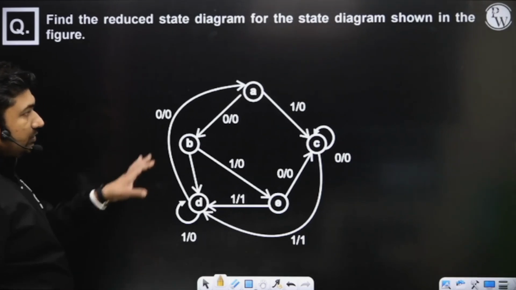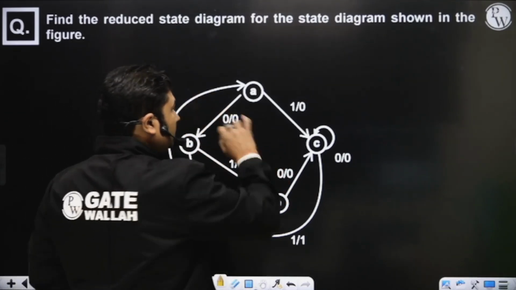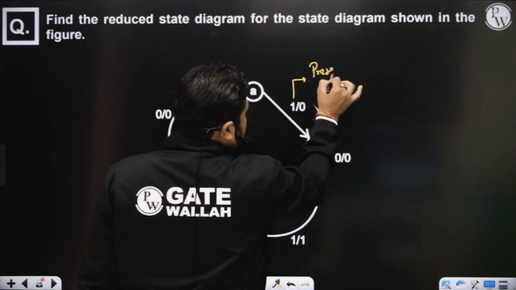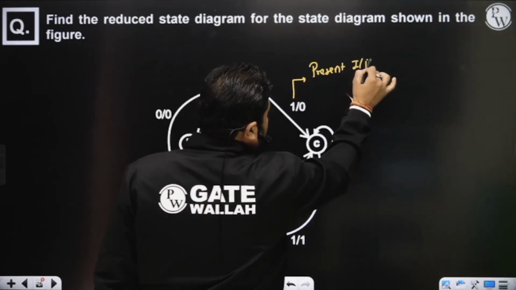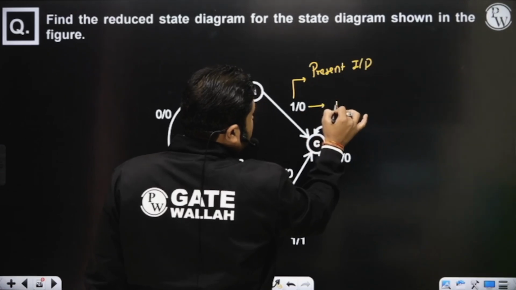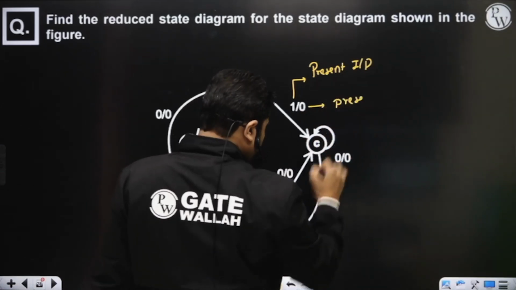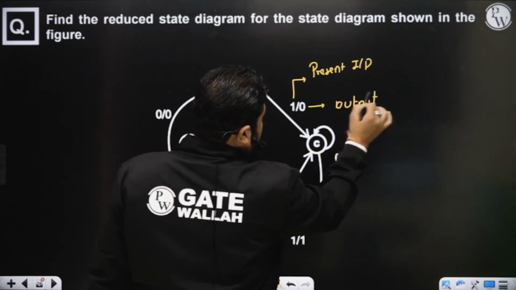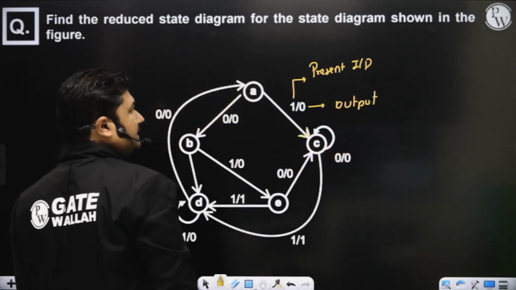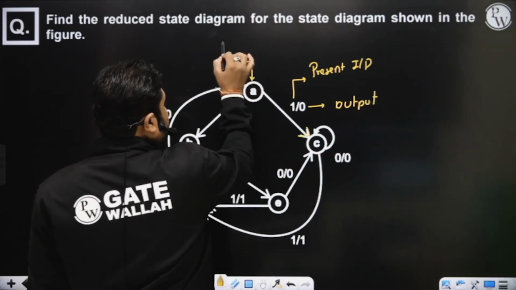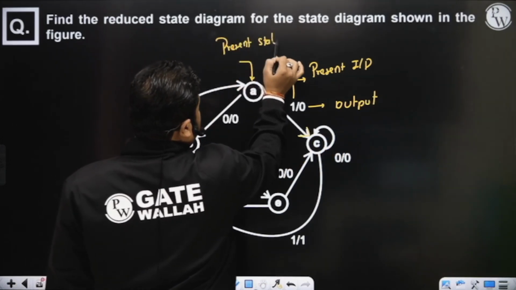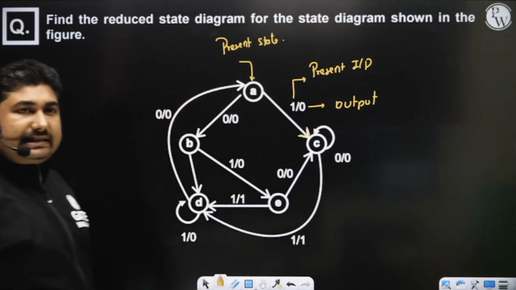Now please observe the state diagram. On the state diagram, this acts as the present input. This will be your output. The arrow indicates going towards the next state, and this will be the present state. So in all the circles, the states are present states.